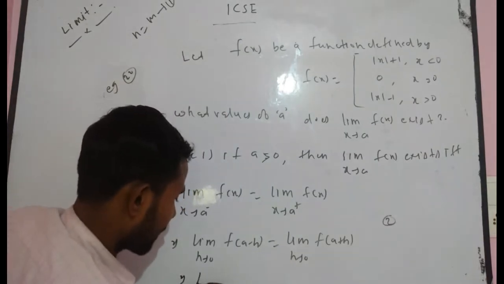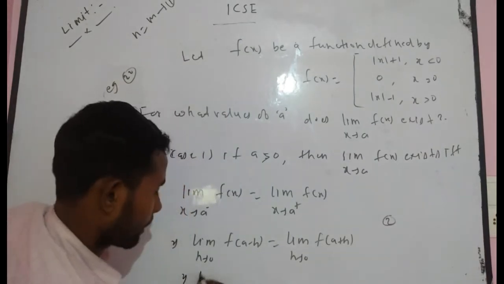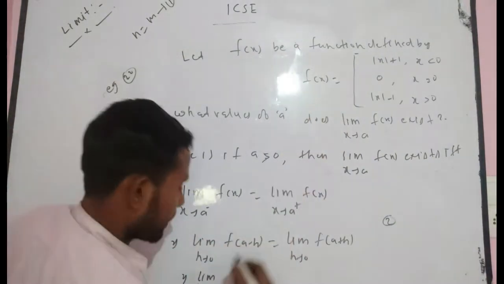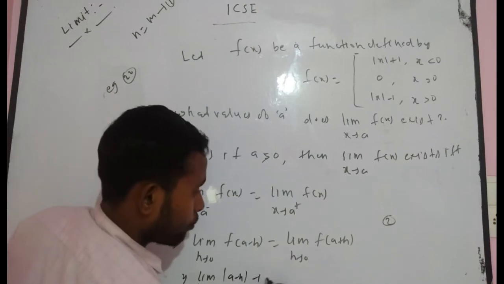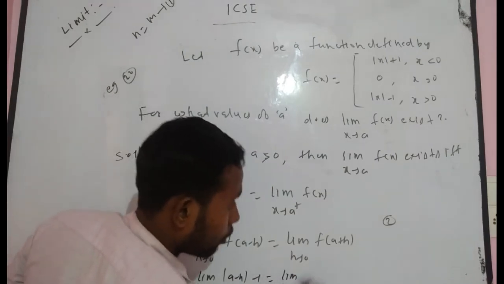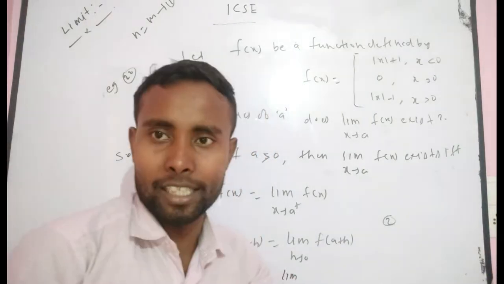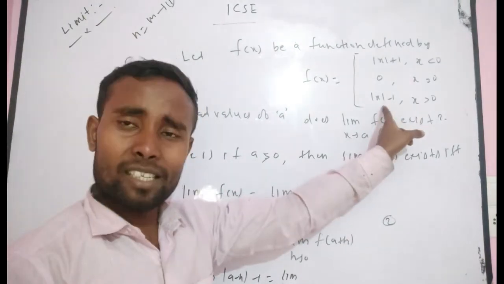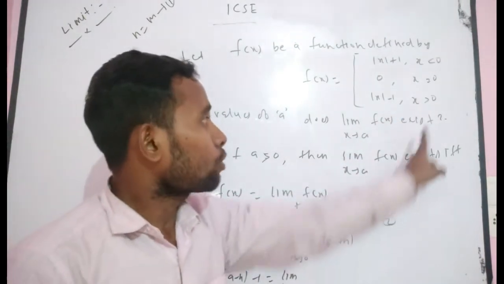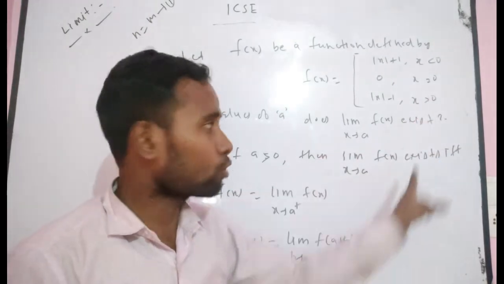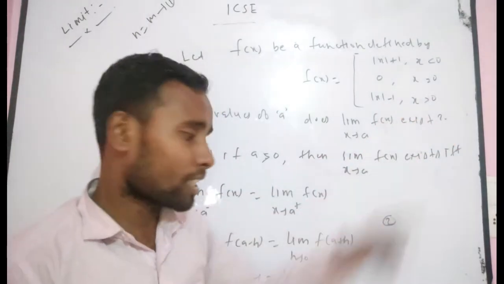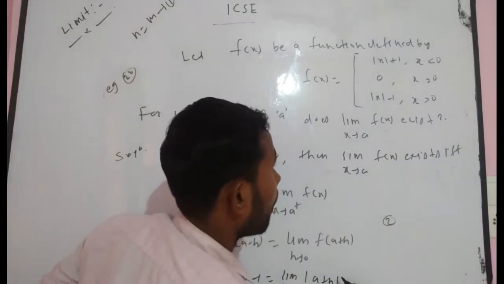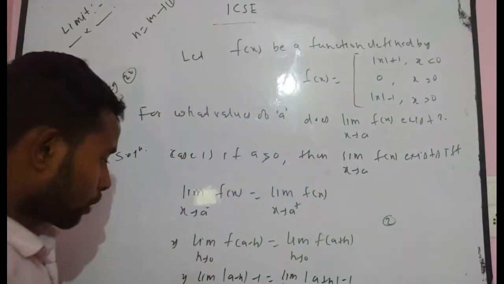That implies that limit x tends to 0, a minus x, that means x is replaced by a minus x, minus 1, is equal to limit x tends to 0. If you choose a plus x, that means slightly greater than a. In that case, again, we choose this function similar, because a is equal to 2 and x is greater than 2, because 2 lies in this interval. So we have to choose again this function. So it will be mod a plus x minus 1.